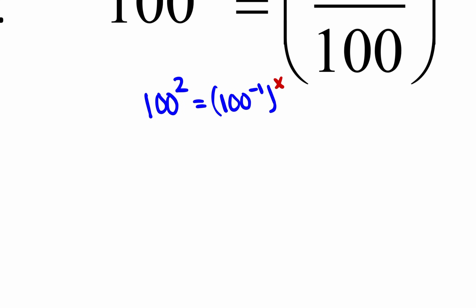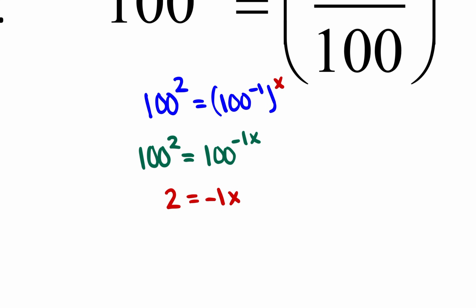Then we do what? We simplify. On the left-hand side, we have 100 to the second power is equal to 100 to the negative 1x. We then set the exponents equal to each other. 2 equals negative 1x. We then divide both sides by negative 1. And this will give us a final solution of x equals negative 2. Let's go ahead and box that in.